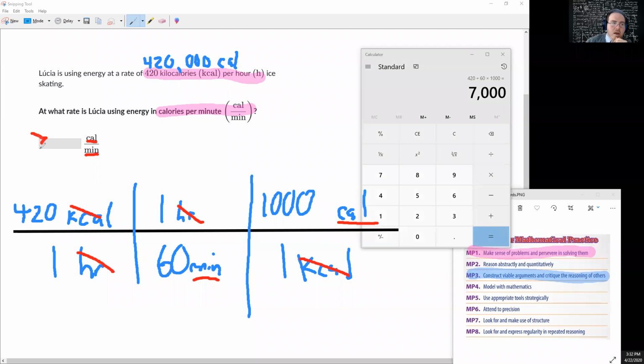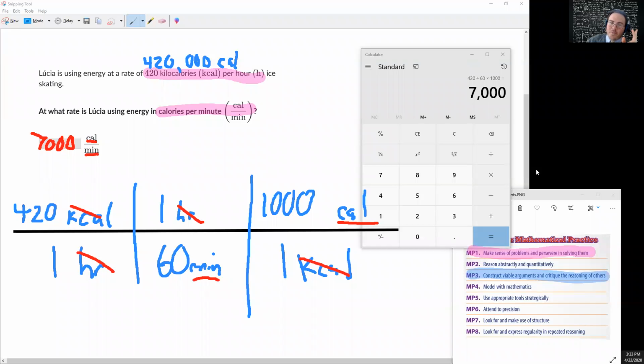I'm hoping I'm wrong. I'm hoping and hoping that I've done something wrong that I can learn from a mistake. Because otherwise, ice skating is apparently the most beneficial exercise ever. Let's see. Nope, that's the answer. 7,000 calories a minute.